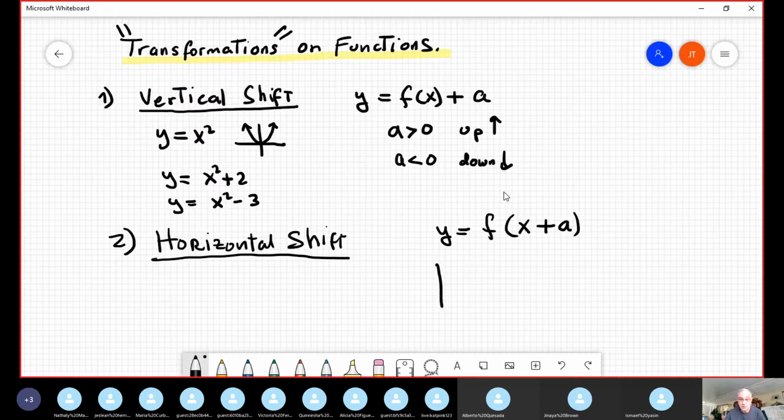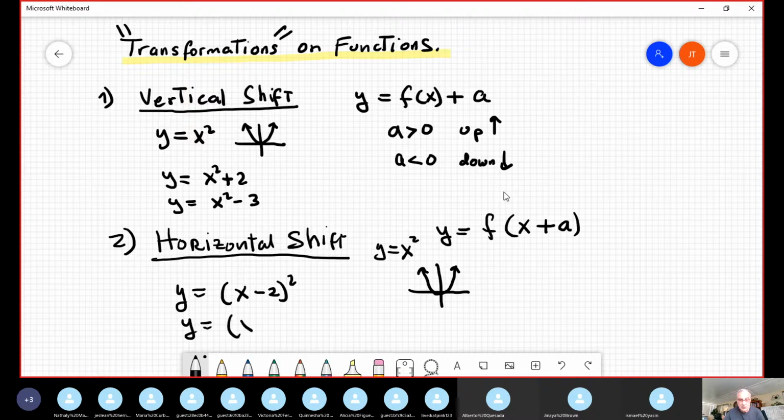Look. Suppose again, one more time, we have the basic parabola, y equal x squared. This is just an example, but this is valid for any function. And suppose I want to graph y equal x minus 2 squared, or y equal x plus 3 squared. It sounds a little bit weird, but it's a fact. When there's a minus, the motion is to the right. I want to illustrate it clearly here now.